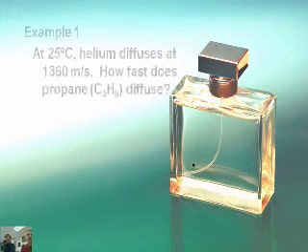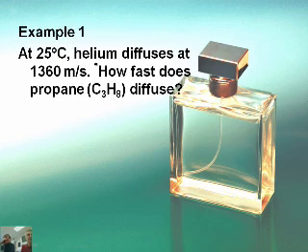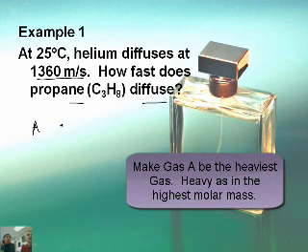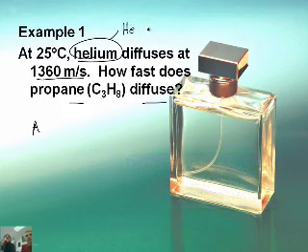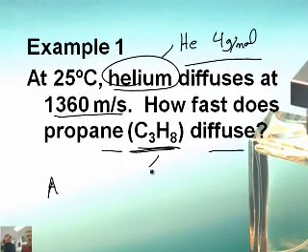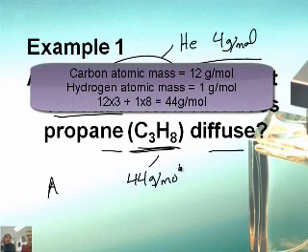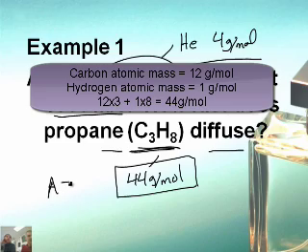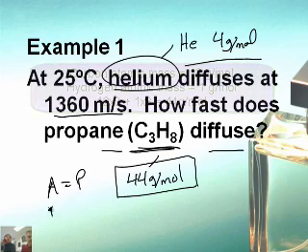Here's a question. At 25 degrees Celsius, helium diffuses at 1,360 meters per second. How fast does propane diffuse? Let's use our equation. It's best that gas A be the heavier one, the one with the bigger molar mass. We've got helium here, which has a molar mass of 4 grams per mole. And then propane, C3H8: 36 plus 8 is 44 grams per mole. Where'd you get that, Mr. Sanders? I just added 3 carbons plus 8 hydrogens. So let's say A is the propane, I'll just say P, and B is the helium.